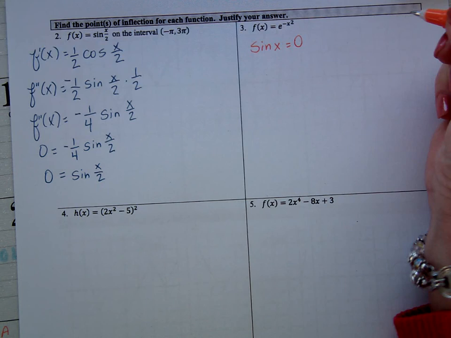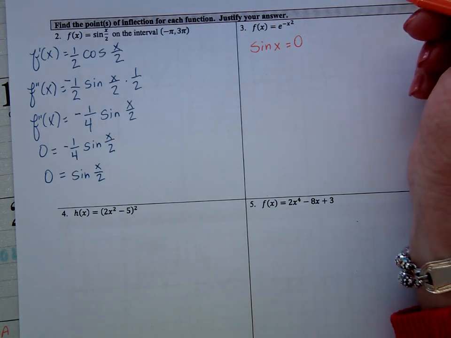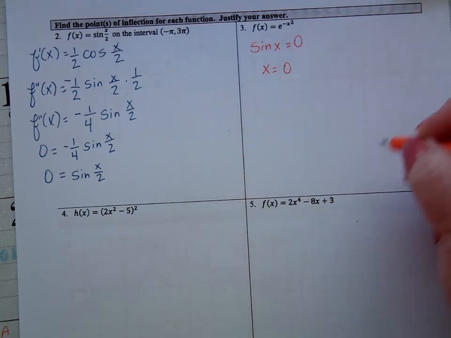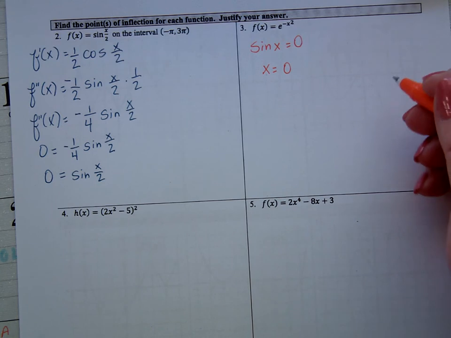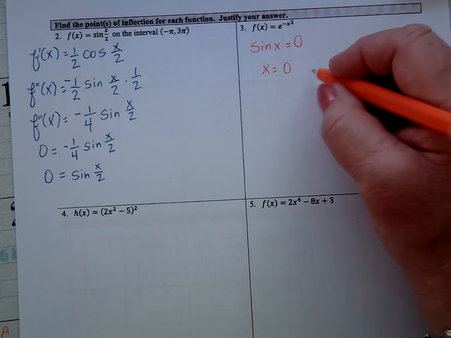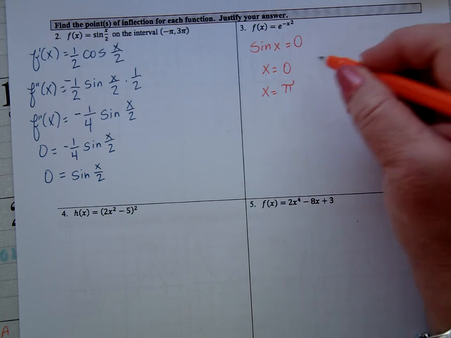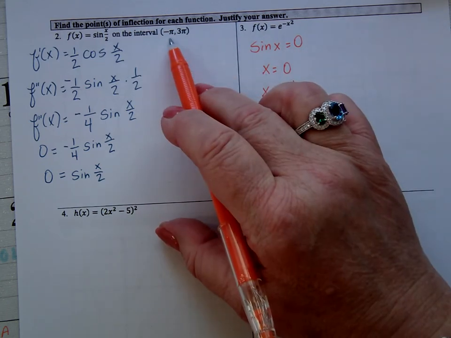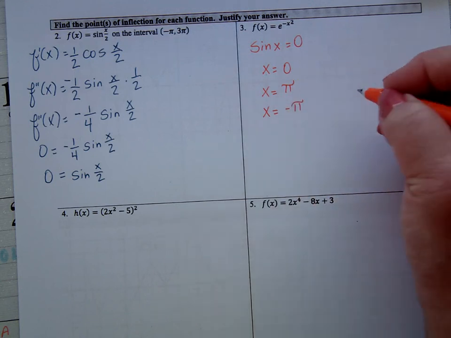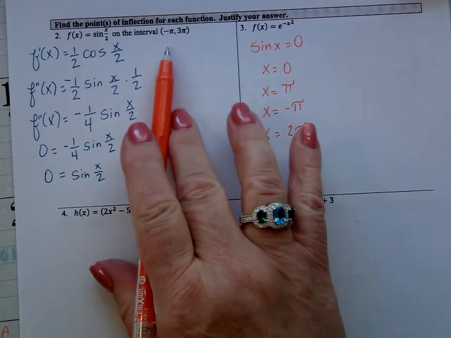So I think about my unit circle, and the first place where the y value is 0 is at x equals 0. And if I keep going, the next place is at pi, right? So I've got x equals 0, x equals pi. If I were to check out my domain here and go the other way, it would also be x equals negative pi, right? And then I could go x equals 2 pi, and I can keep going around and around, because I'm thinking I've got to have values between negative pi and 3 pi.